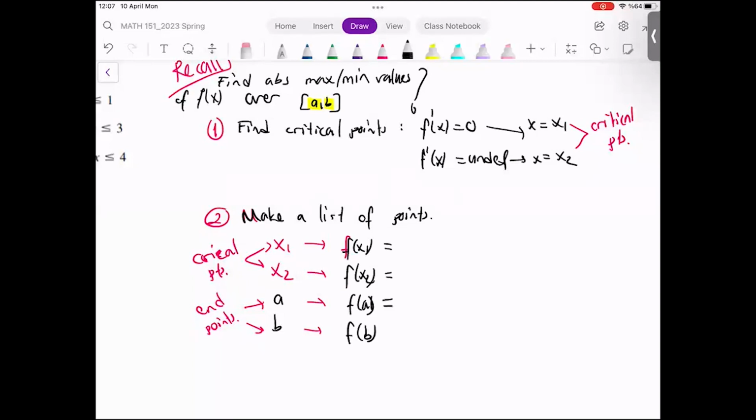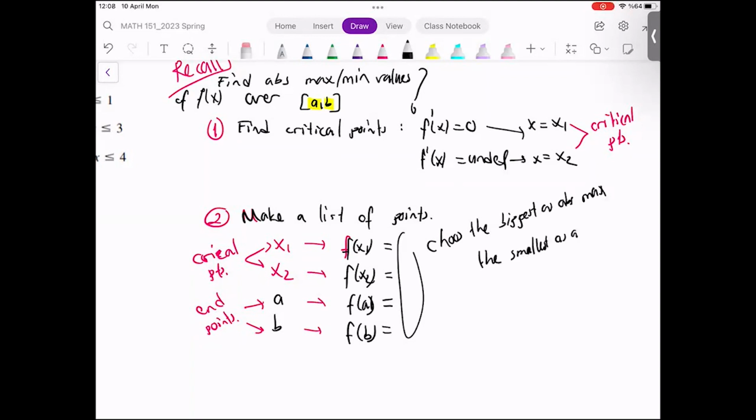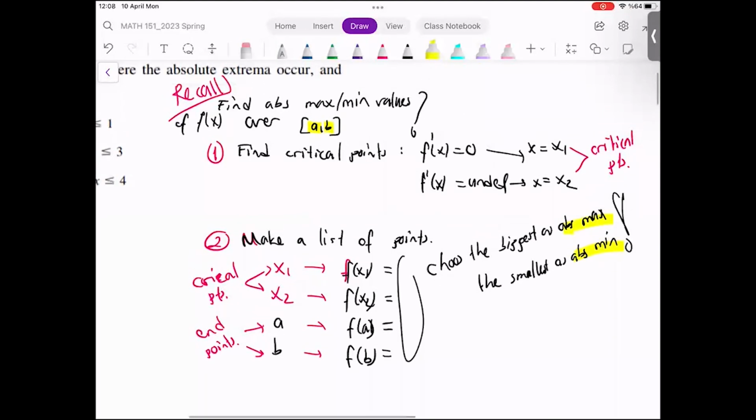And then from these images, you will choose the biggest and smallest one. Choose the biggest value as the absolute max and choose the smallest one as the absolute minimum value. That's how you will decide absolute maximum and minimum values of a given function over a closed interval. There are basically two steps: find critical points and then make a list of points consisting of critical points and also the endpoints. Endpoints will be added to your list manually.